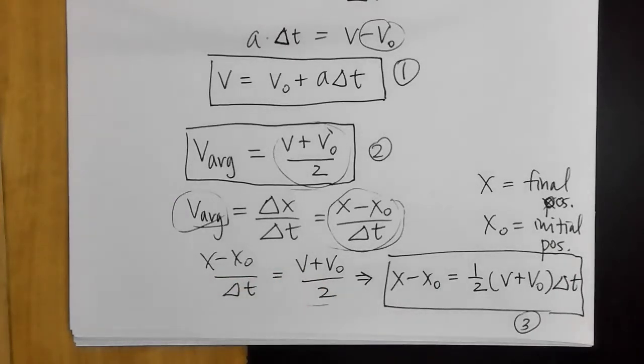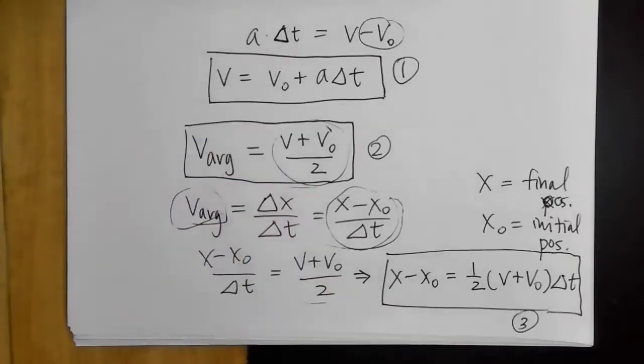You're probably wondering how many boxes we have to do here. Plus v0 times delta t. Okay. Any questions about that? Everybody's okay so far? All right, let's keep going. We have 2 more things to derive.